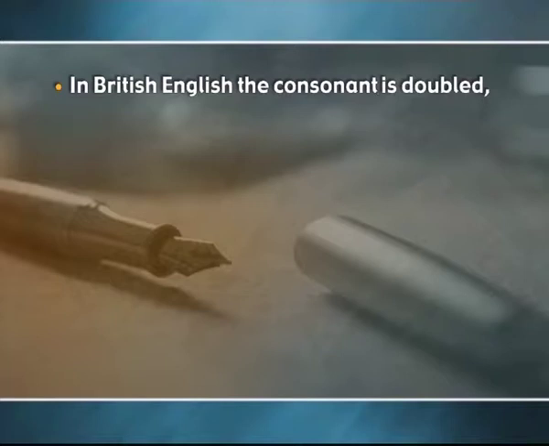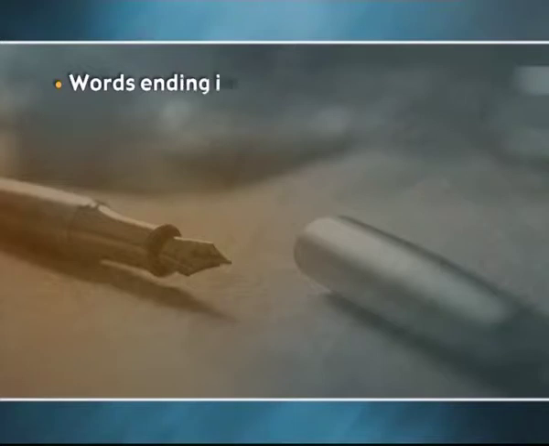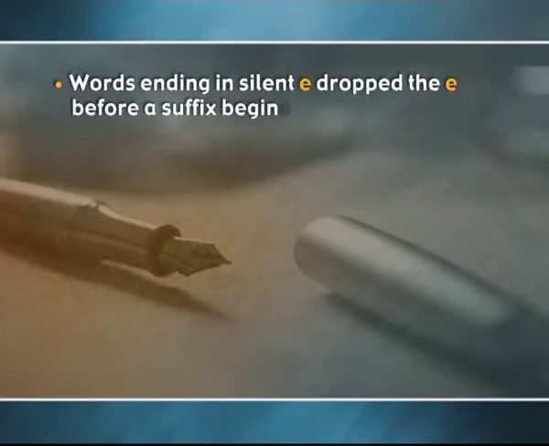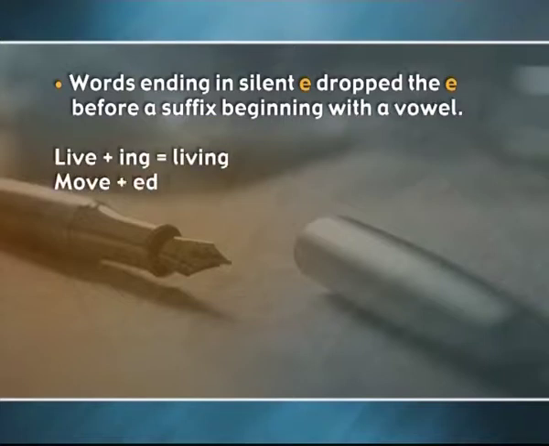If the word to which the suffix ful is added ends in double l, the second l is dropped. Example: skill plus ful is equal to skilful. Will plus ful is equal to wilful. Words ending in silent e drop the e before a suffix beginning with a vowel. Examples: live plus ing is equal to living. Move plus ed is equal to moved.